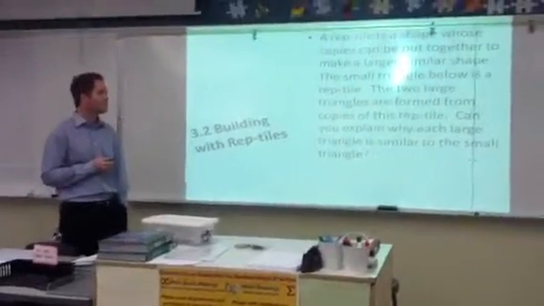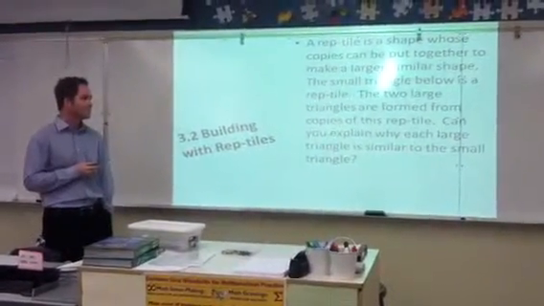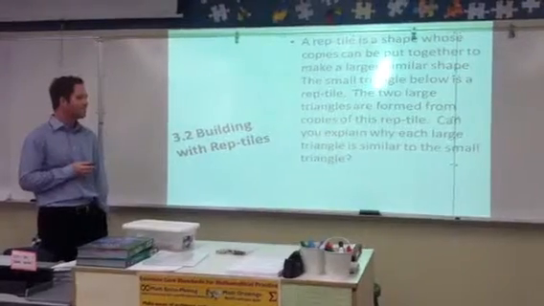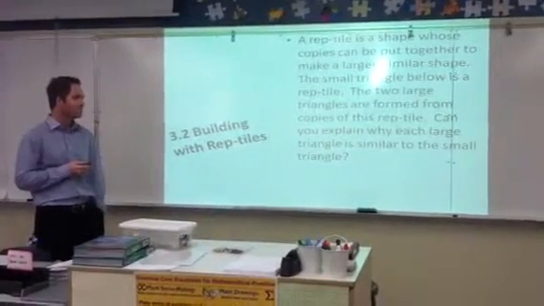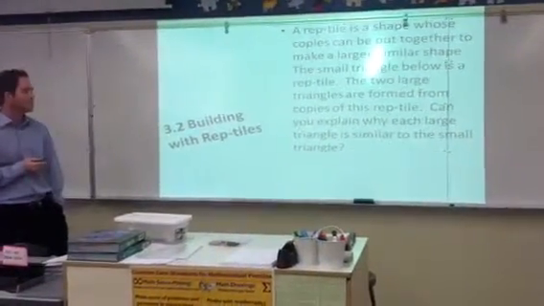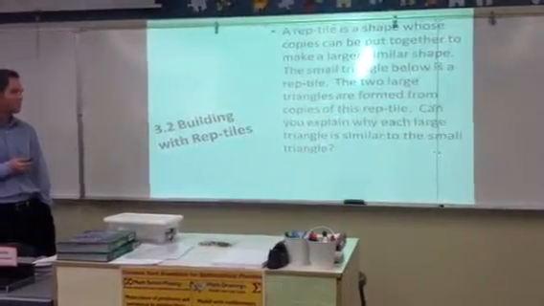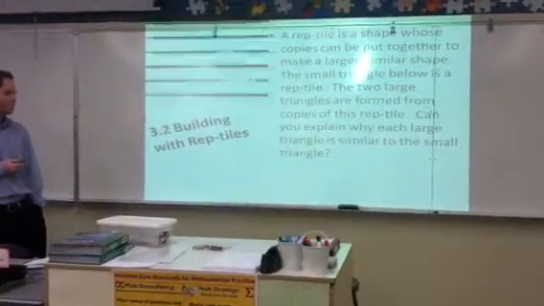Copies can be put together to make a larger, similar shape. The small triangle below is a reptile. The two large triangles are formed from copies of this reptile. Can you explain why each large triangle is similar to the small triangle?